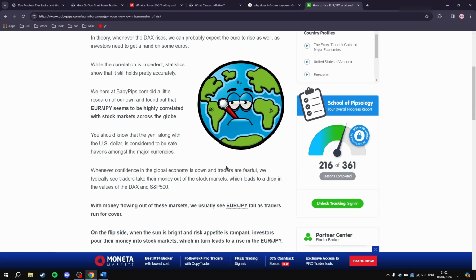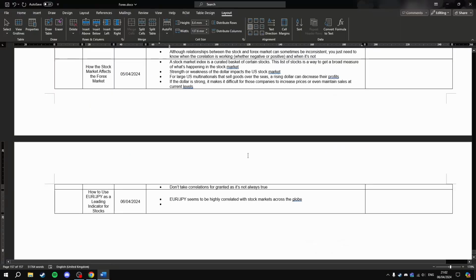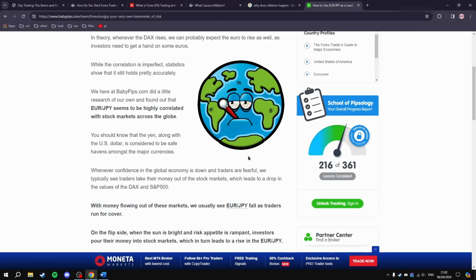You should know that the yen along with the US dollar is considered to be safe havens amongst the major currencies.